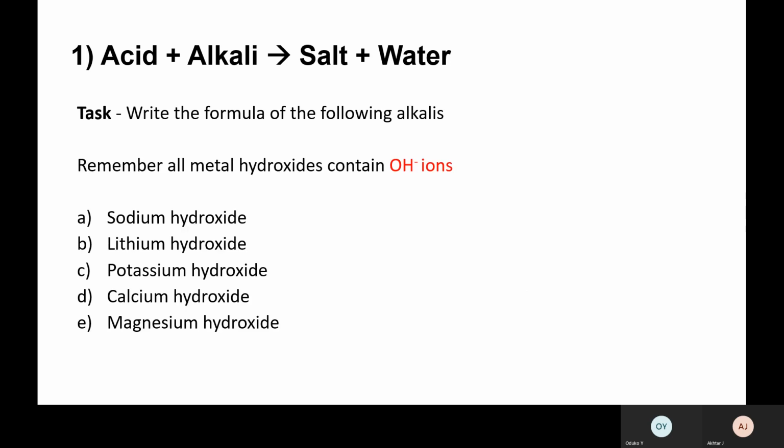Now, what I'd like you to do is just have some practice writing out the formula of these alkalis using the known charges. We know that these are all metal hydroxides. They all contain hydroxide ions. So using your periodic table, find the charge of the metal, and remember the charges should add up to 0. So let's start by writing out the formula of these alkalis. Just pause the video now and have a go.